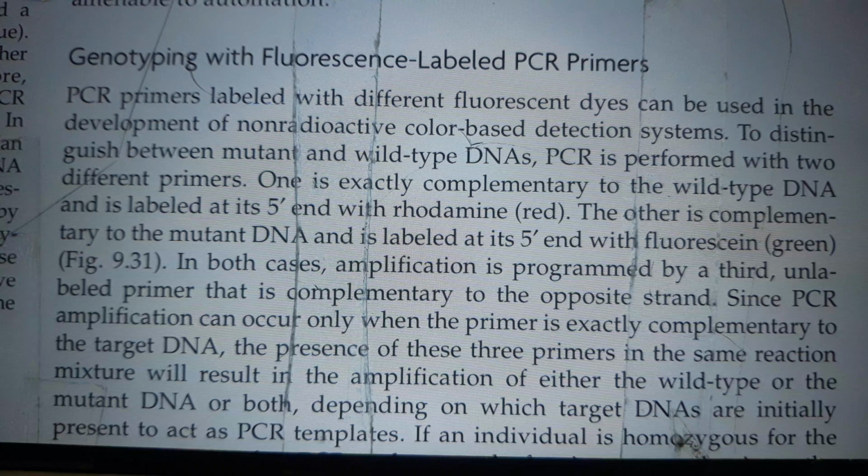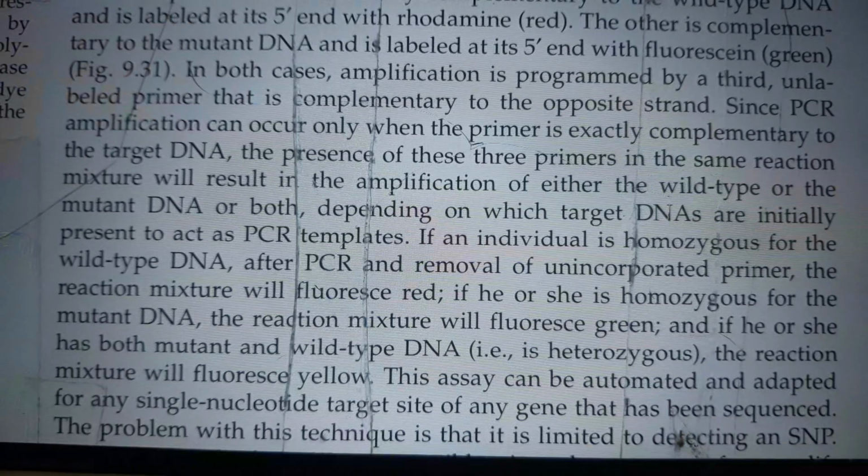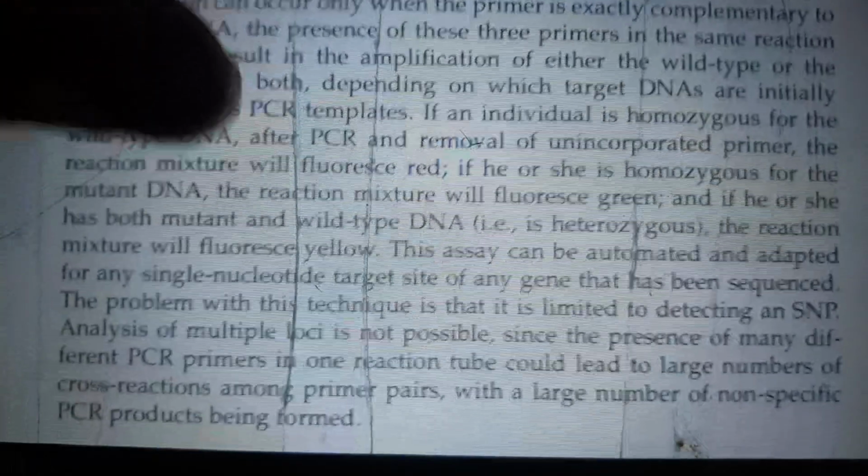Since PCR amplification can occur only when the primer is exactly complementary to the target DNA, the presence of these primers in the same reaction mixture will result in the amplification of either the wild-type or the mutant DNA, or both, depending on which target DNA is initially present to act as a PCR template.